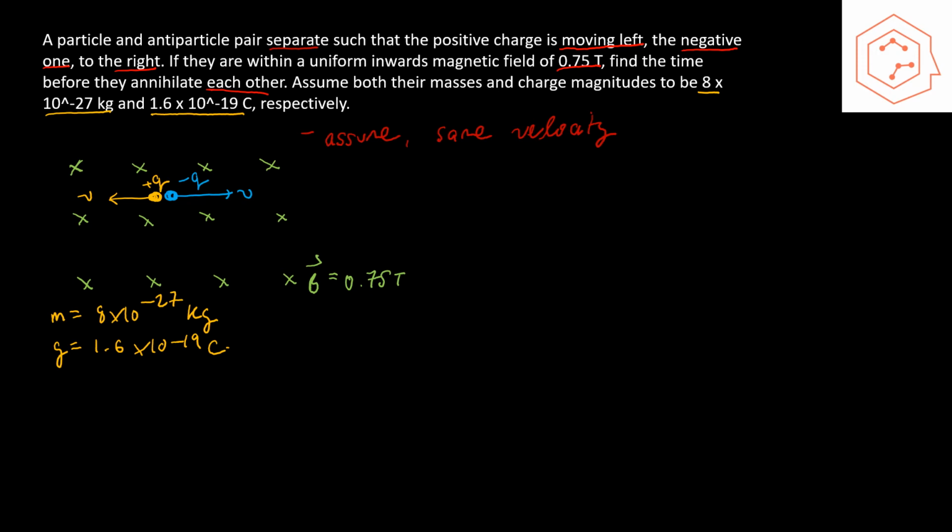So we can use our right hand rule. If we point our fingers in the direction of the magnetic field, so into the page, and we point our thumb in the direction of the velocity for the positive charge, so our thumb is going to go to the left, then our palm is facing downwards. So the positive charge is going to feel a force downwards, and so its circular path is going to look something like this.